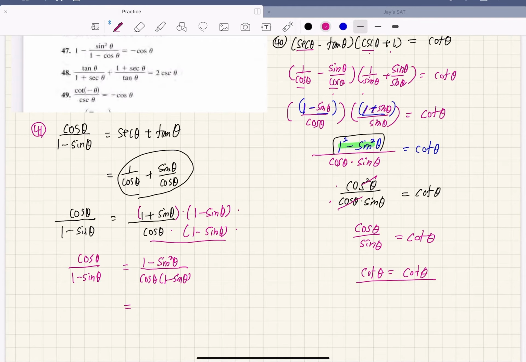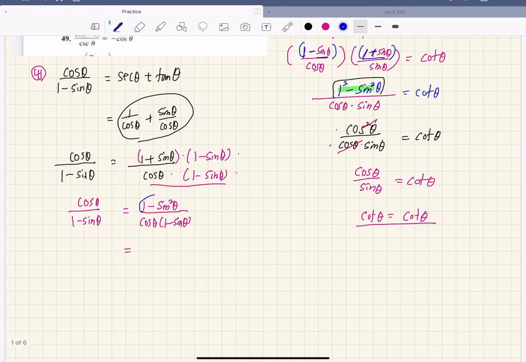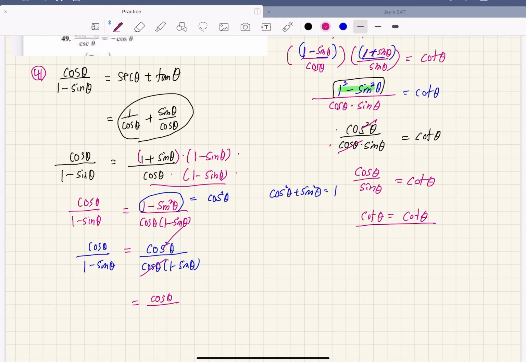And then, according to the Pythagorean identity, you can replace 1 minus sine squared theta with cosine squared theta, because cosine squared theta plus sine squared theta is equal to 1. Okay, so numerator cosine squared theta, denominator cosine theta times 1 minus sine theta. Left side, you keep the same expression. Now you can divide the numerator and denominator by cosine theta in right side. Cancel out, cancel out. So numerator is cosine theta, denominator 1 minus sine theta, which is the same as left side.